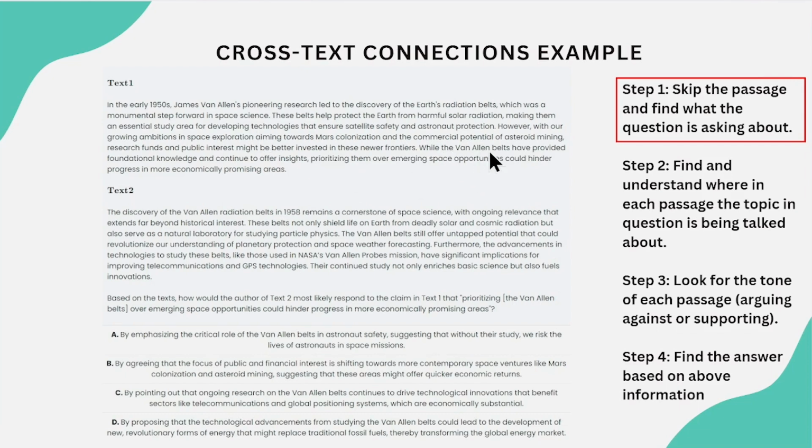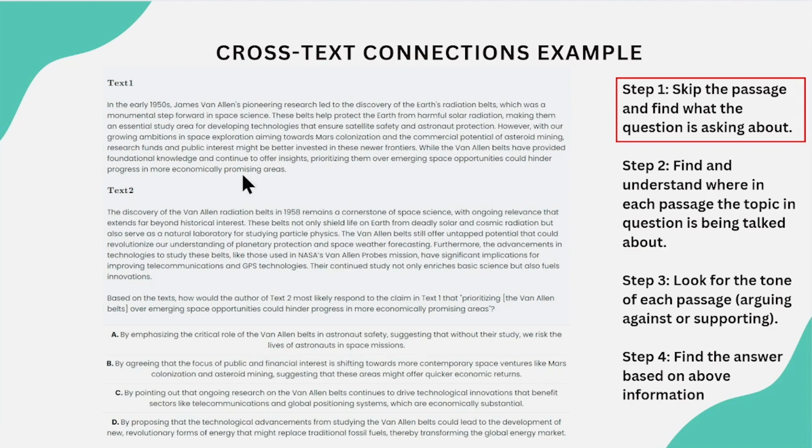While the Van Allen belts have provided foundational knowledge and continue to offer insights, prioritizing them over emerging space opportunities could hinder progress in more economically promising areas. So this is what it's saying. He's saying we should not spend our money on Van Allen belts because other things are worth our time more, essentially, and our money.